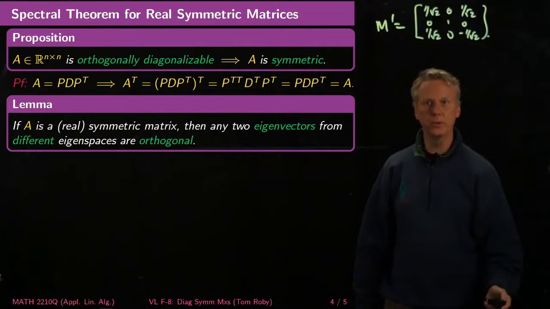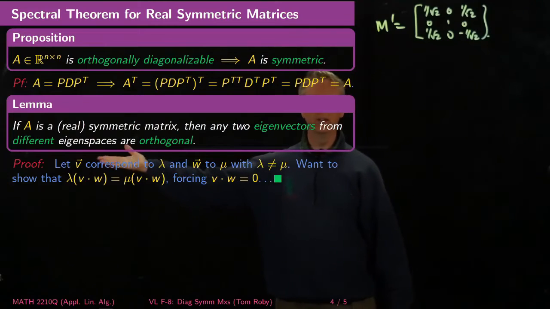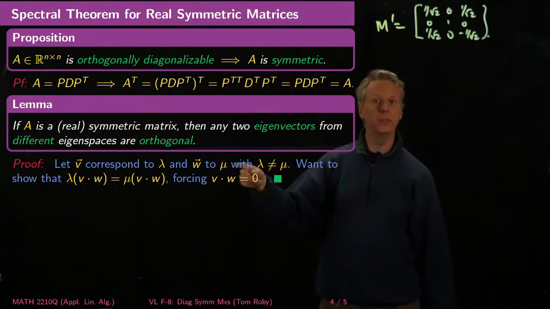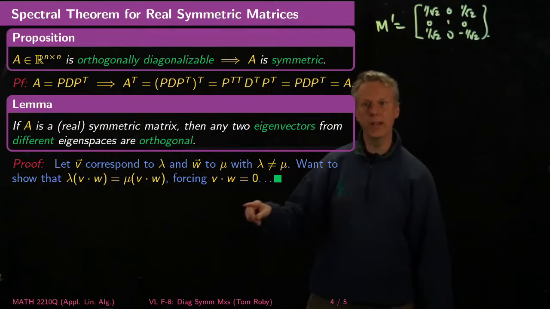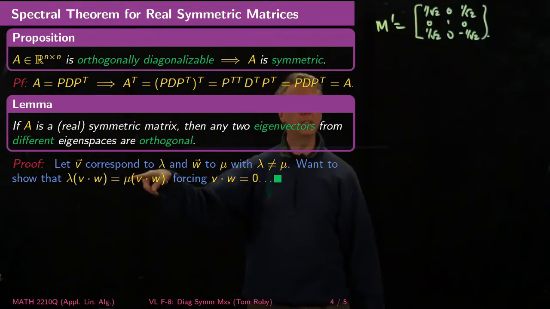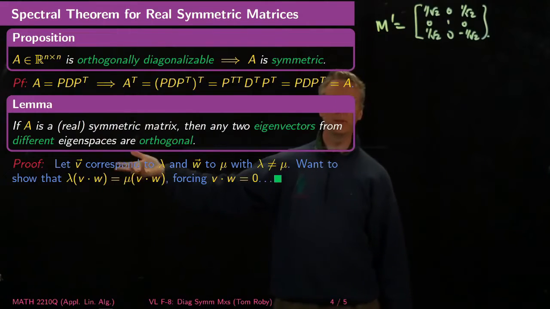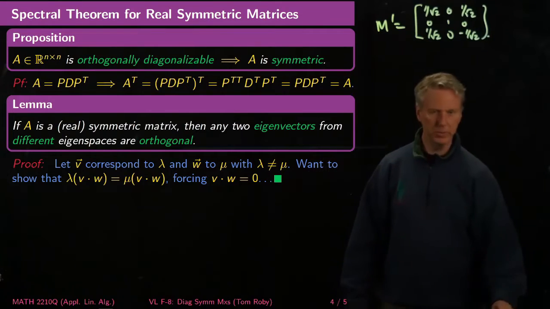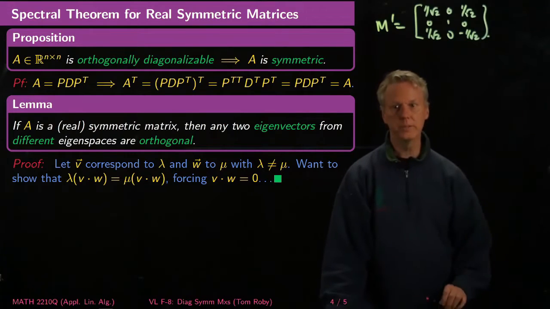So why is something like this true? Well, here's the start of the proof, and I'll finish it off by hand. Suppose that I've got one vector v that's an eigenvector corresponding to lambda, and w corresponds to mu, and lambda and mu are different. So they correspond to different eigenvalues. Then what I want to claim is that lambda times v dot w will be the same as mu times v dot w. But if lambda and mu are different, the only way you can have 2 times something equal to 3 times something is if that something is 0. So that forces v dot w equals 0, which means that v and w are orthogonal. All right, so let's see how that proof goes.